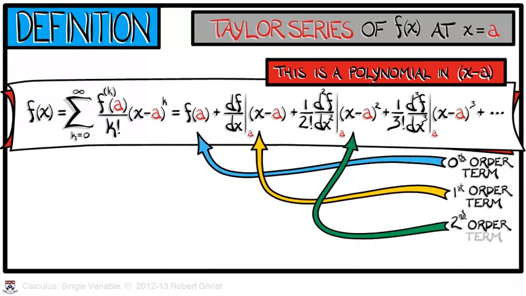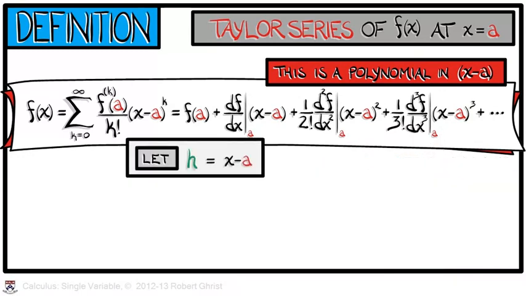The constant term is called the zeroth order term. Next comes the first order term, the second order term, the third order term, and so on. These correlate to the degree of the quantity x minus a.